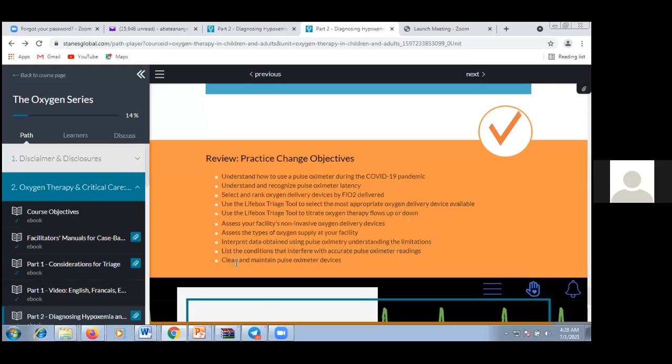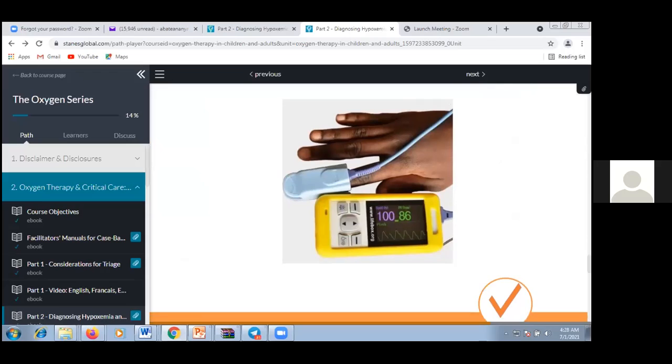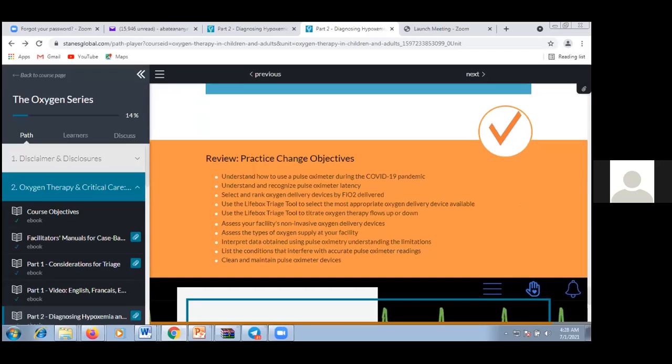And you know by now how to clean and maintain pulse oximetry devices, and we'll share with you some materials which can help you in your setup, and you can develop your own institutional guidelines or protocol on how to clean the pulse oximeter. So these are the major points and the key points of today's session.